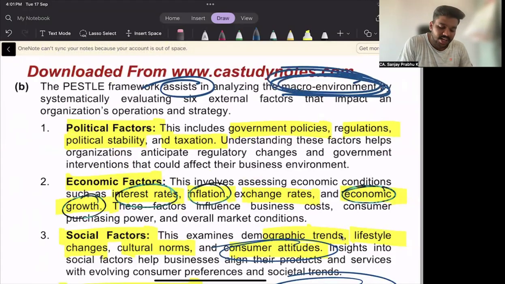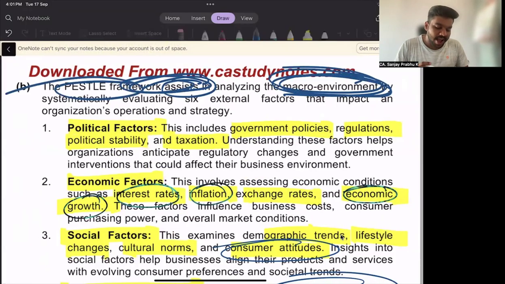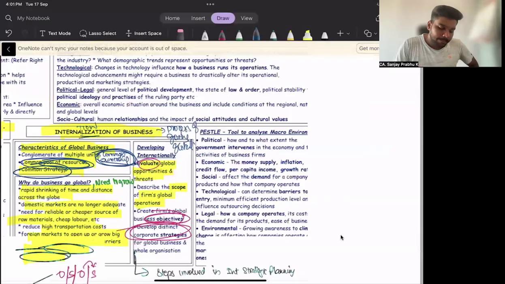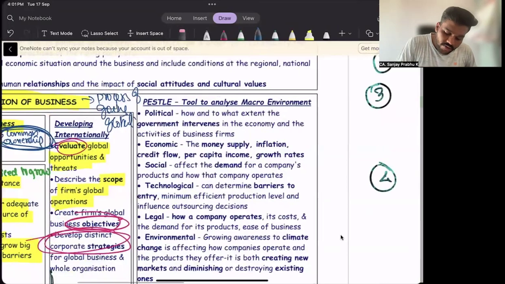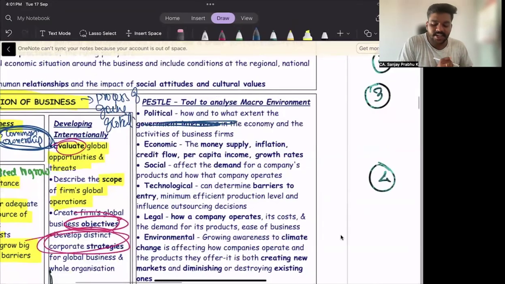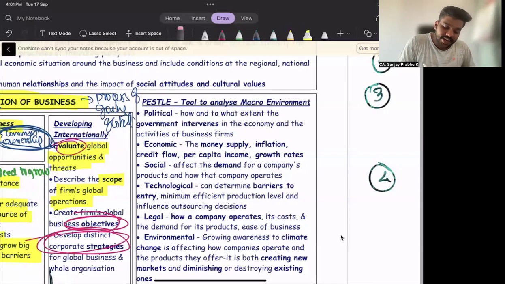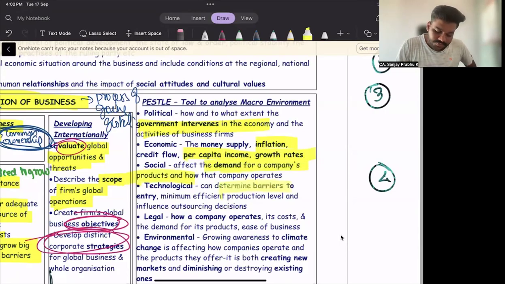PESTLE analysis is the tool for studying the macro environment. So PESTLE stands for Political. Political means how and to what extent the government will intervene in the economy, government intervention in the business. Economy means inflation. As we discussed just now: inflation, growth rate, per capita income, unemployment, all this. Social means how it affects the demand for companies' products.